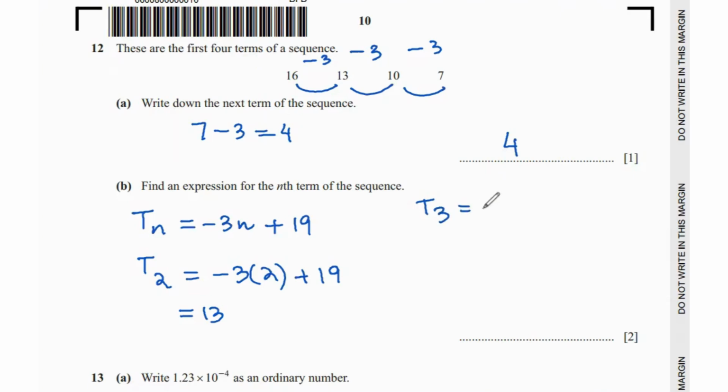Third term would be -3 times 3 plus 19, which is 10. So as you can see, we're getting the exact same terms as given in the sequence, which means the nth term is -3n plus 19. If you've learned a different method, please go for that.